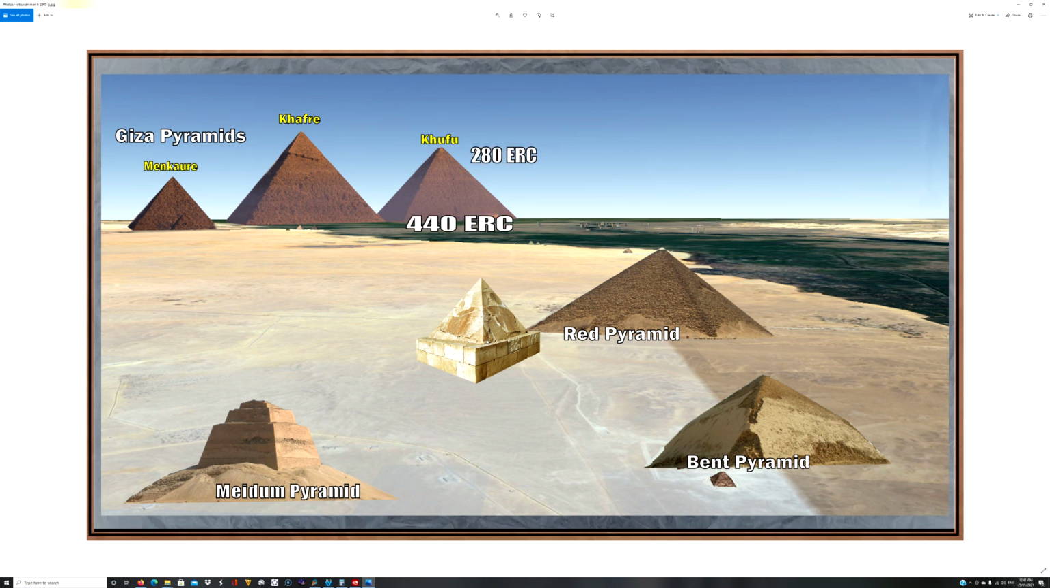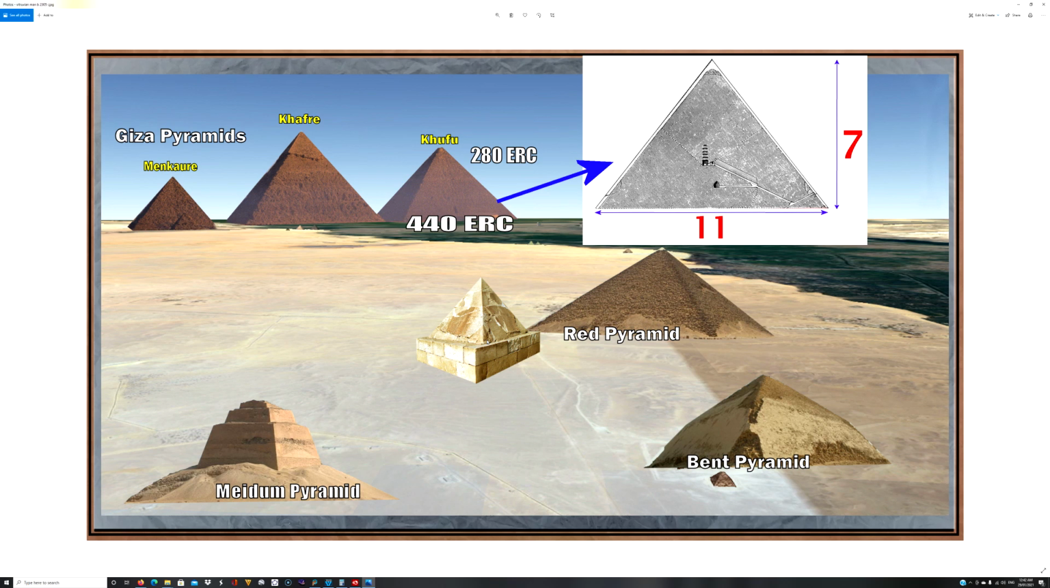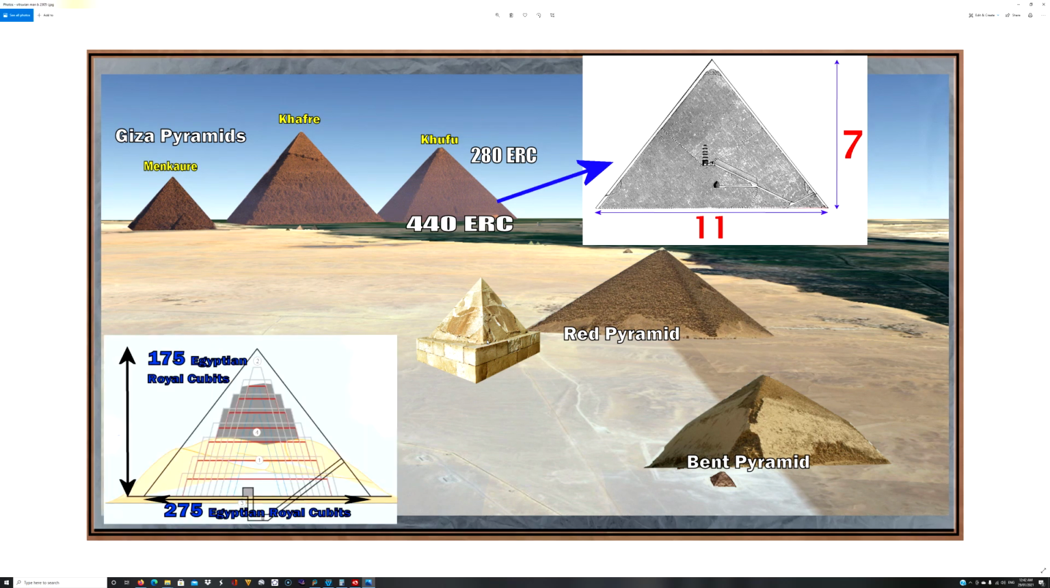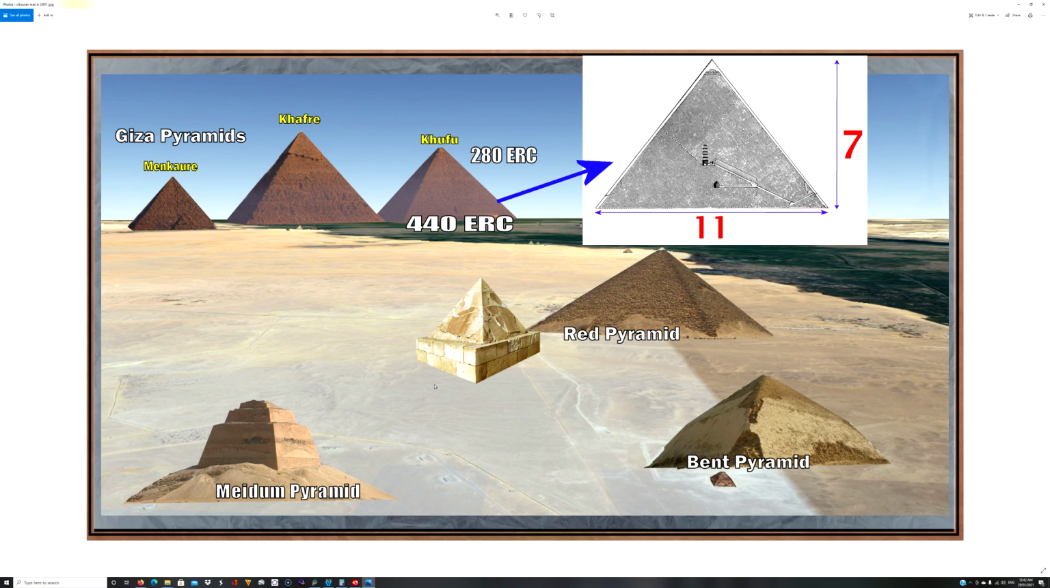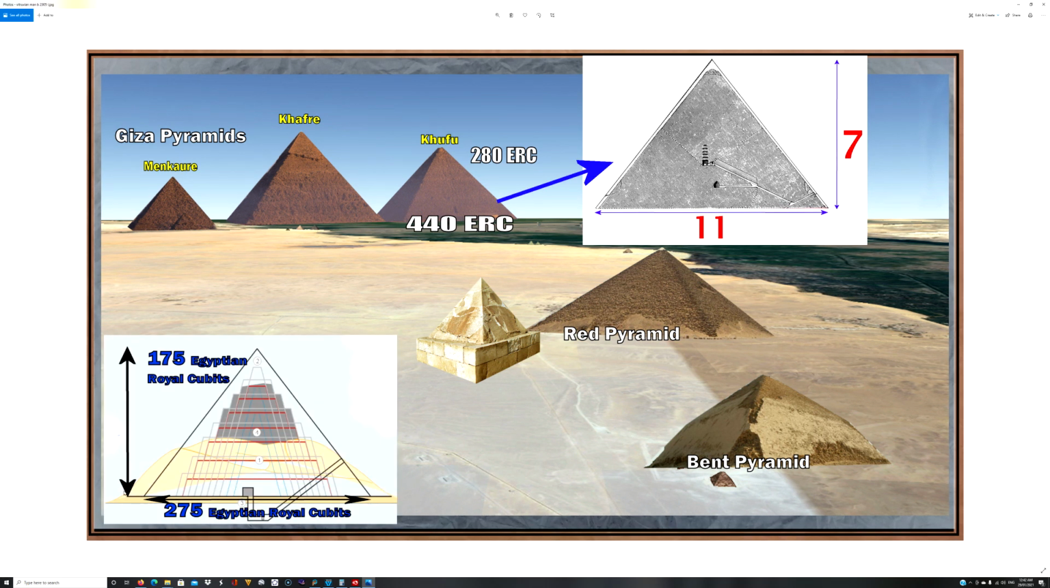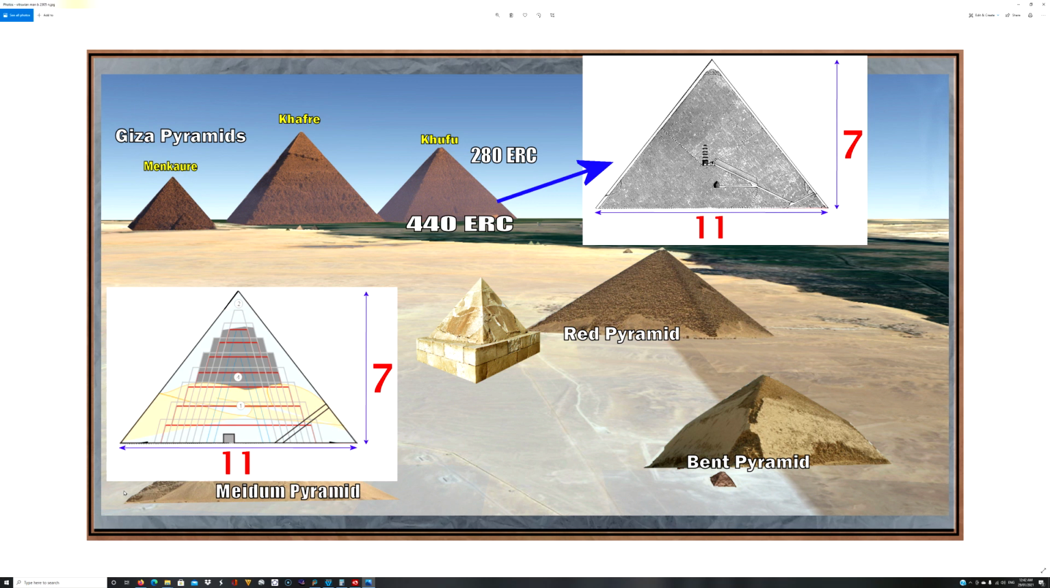But ERC, or Egyptian Royal Cubits: the Great Pyramid, Pyramid of Khufu, is 440 Egyptian Royal Cubits wide and 280 Egyptian Royal Cubits high. You can reduce that to an 11 wide by 7 high ratio. The Maidum Pyramid, although it's largely collapsed, the base survives so we can measure it, and there's enough of a slope at the bottom to measure the angle, so we can still get the height, and that gives it 275 Egyptian Royal Cubits wide by 175 Egyptian Royal Cubits high. We can reduce that to an 11 by 7 ratio, just like the Great Pyramid.